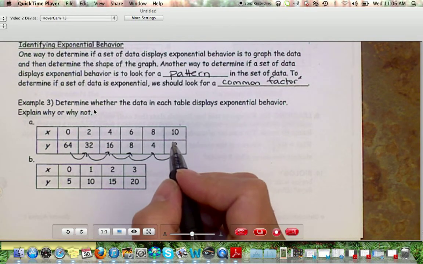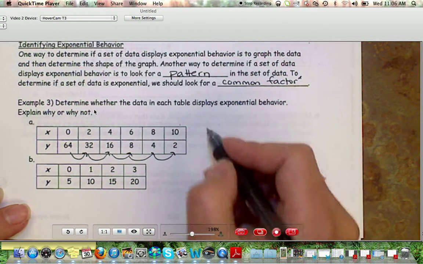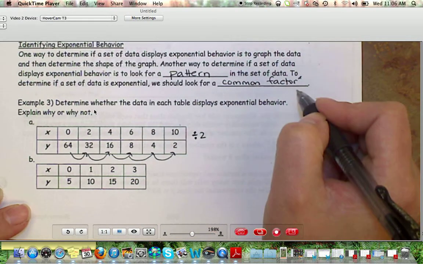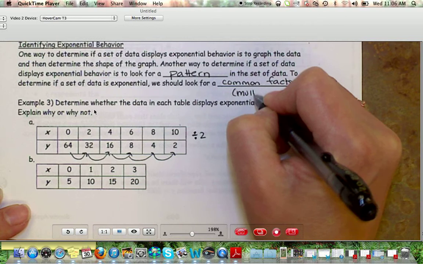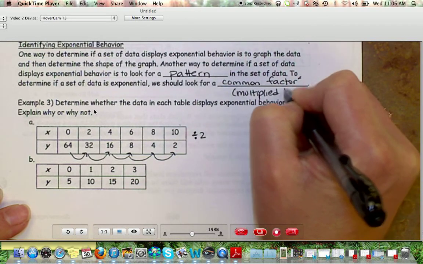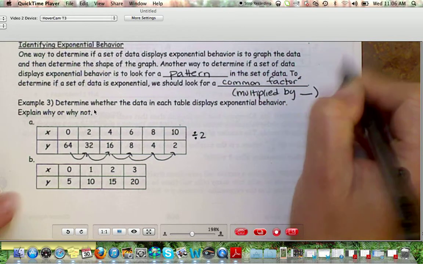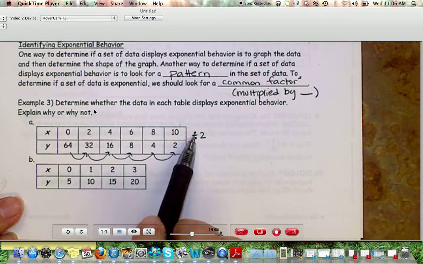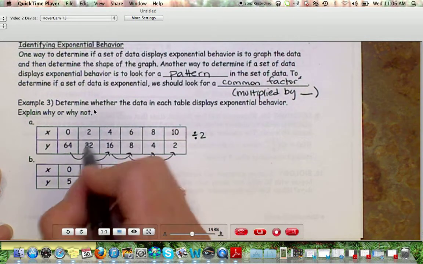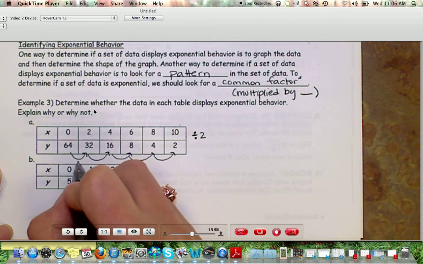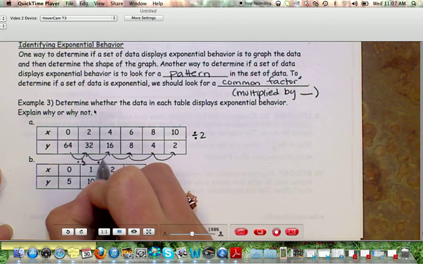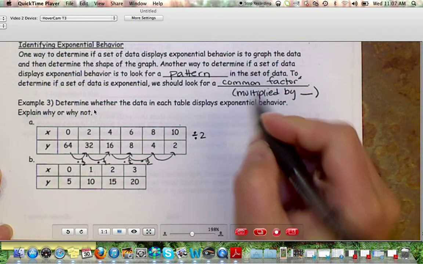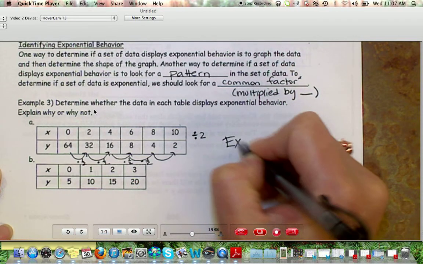The common factor, well, what we're actually doing is dividing by 2. But the common factor has to be something that it's being multiplied by, and they all have to be multiplied by that same value. So we're dividing by 2, but that means the common factor is in fact 1/2, because we're multiplying by 1/2, multiplied by 1/2, multiplied by 1/2, multiplied by 1/2. So it is exponential.